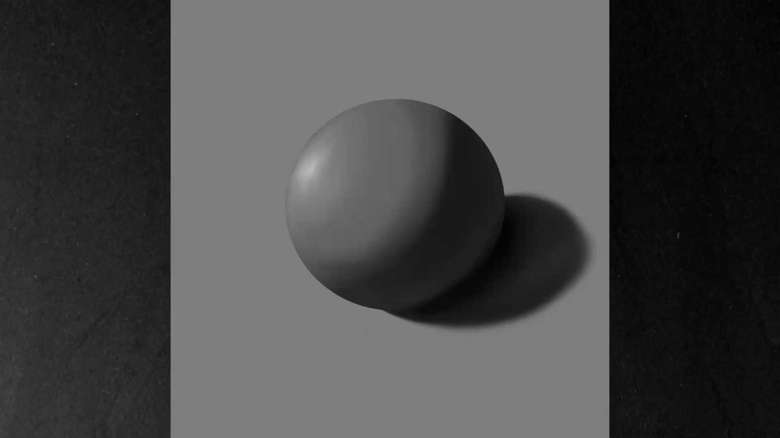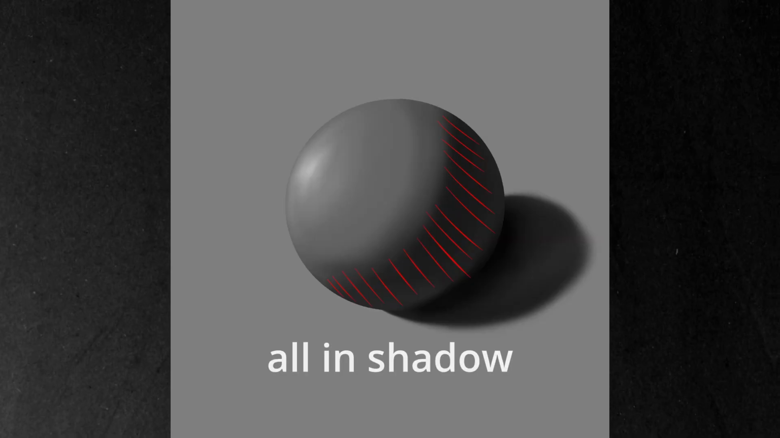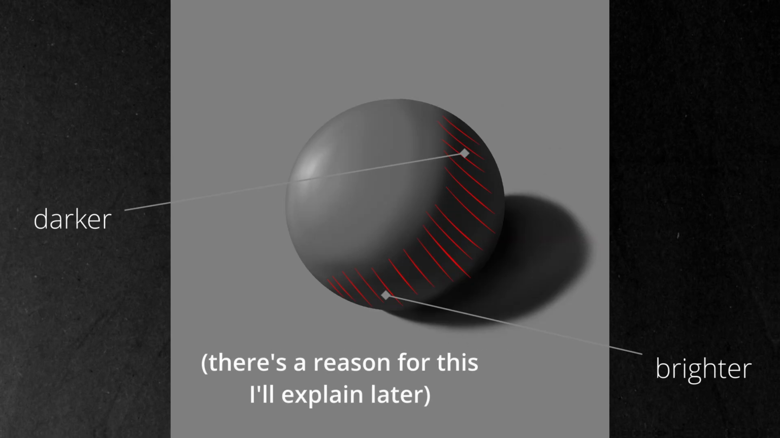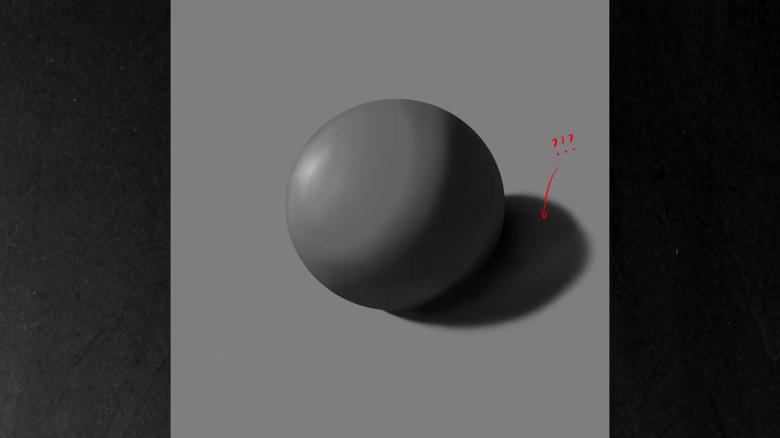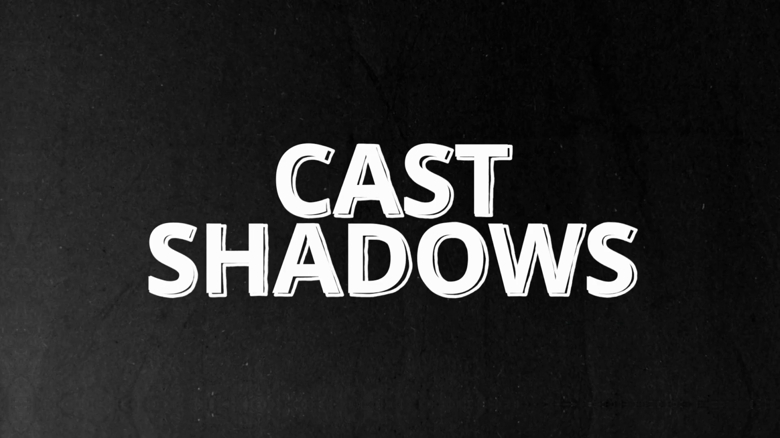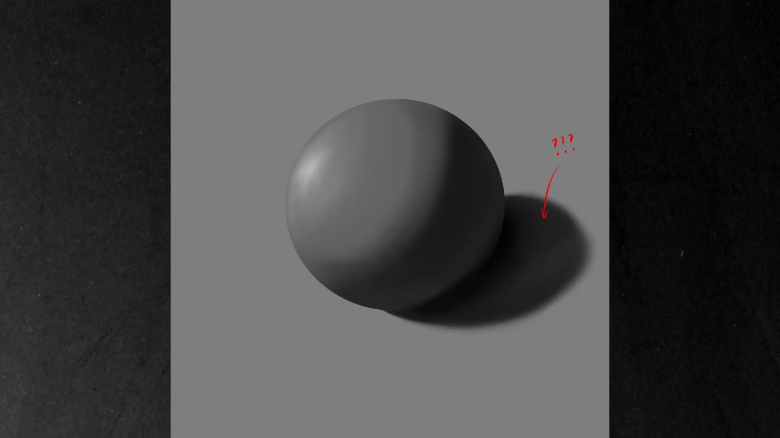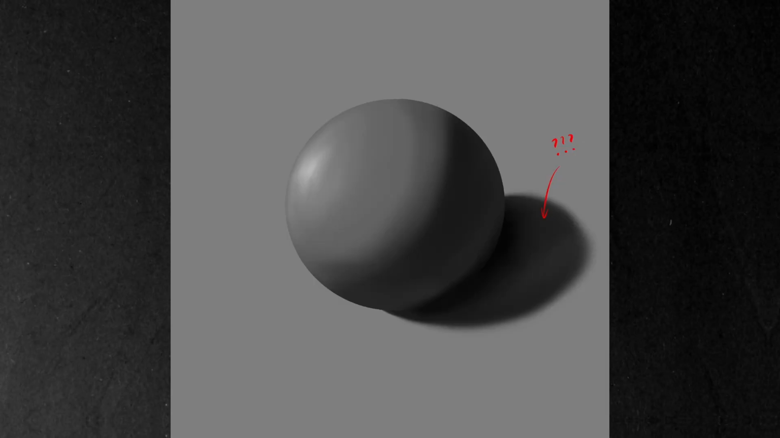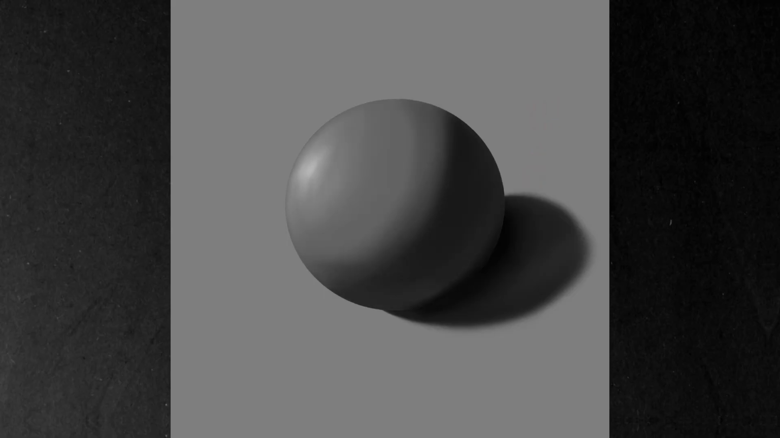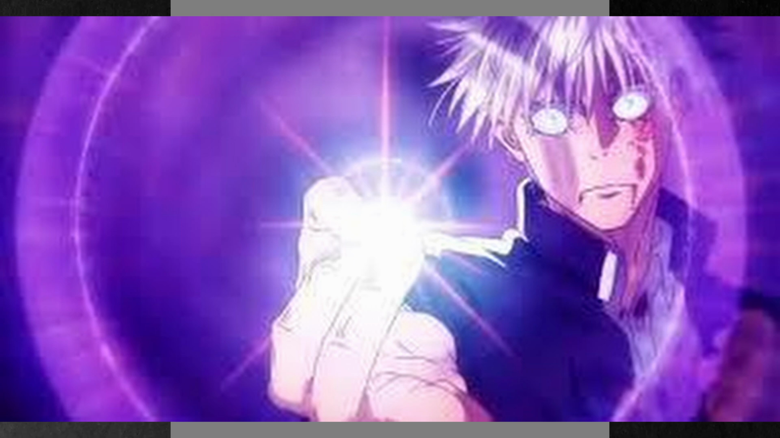Shadows. This whole general section right here is the shadow. You can see that there's different parts to it. Some parts are darker, some parts are brighter. But if that's the shadow, then what's this? This part is called a cast shadow because it's not actually part of the sphere. It's a specific part of the table where light has been obstructed by the sphere. Or in other words, the sphere is casting a shadow onto the table.